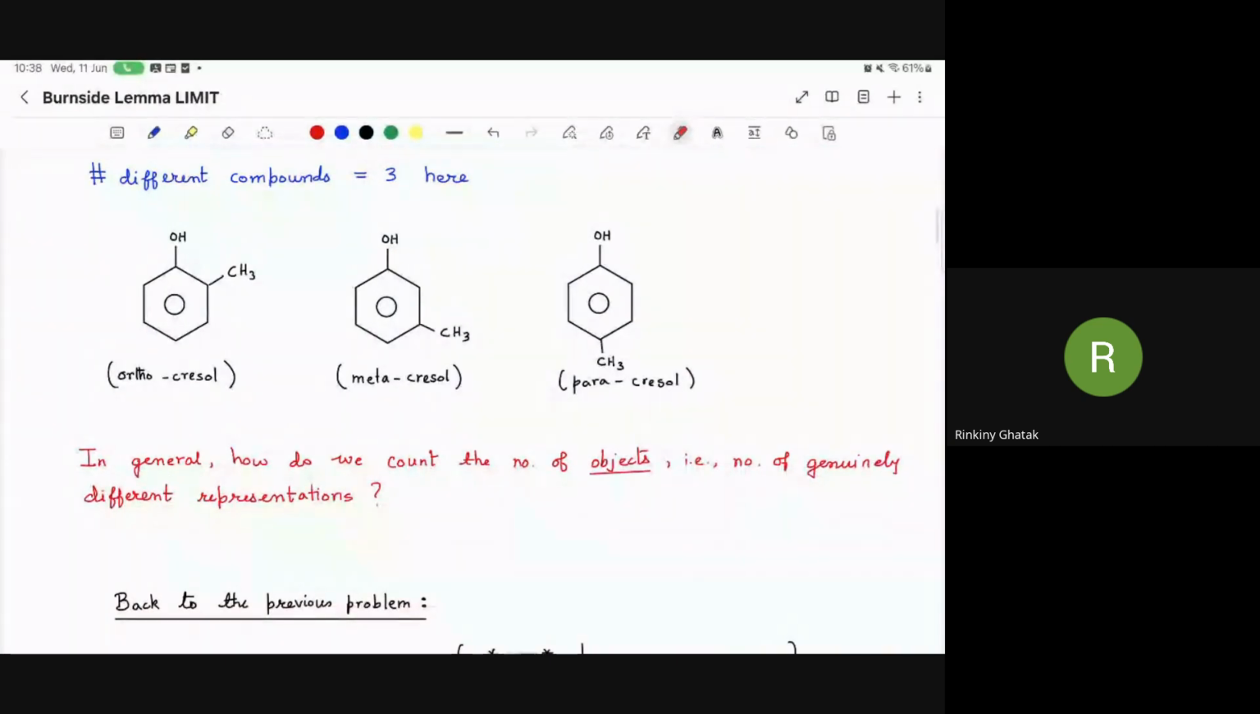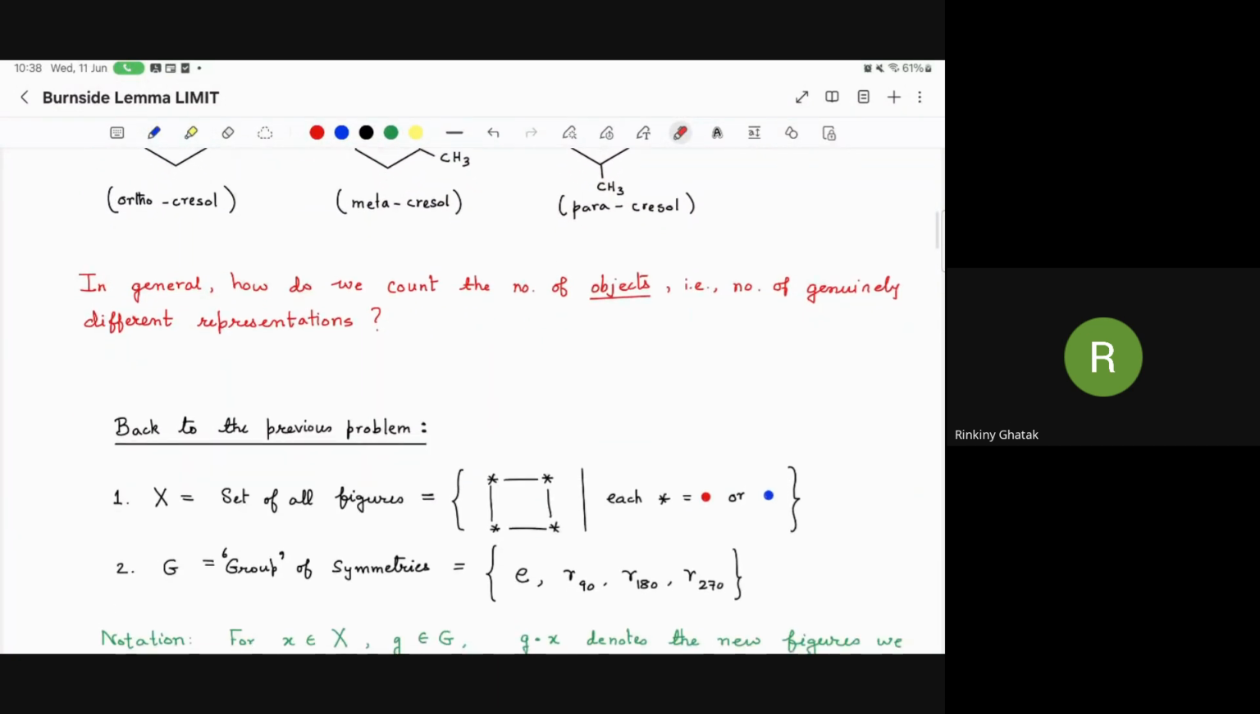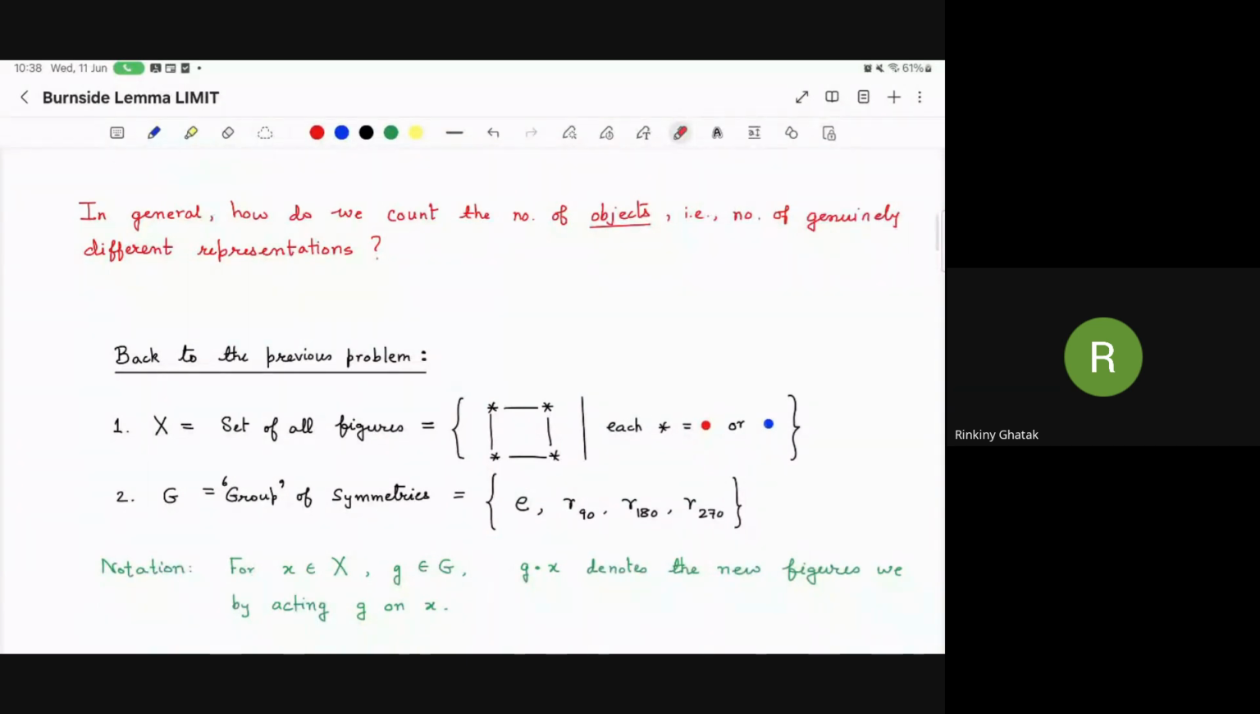All right. So let's get back to the more quote unquote mathematical problem, moving away from chemistry. So, well, what is our previous problem? We have a set of figures as just described, which is this. So there are 16 figures over here, and we have this collection. We'll call it a group of symmetries. Group right now is in quotes. I'll describe what a group means later on, but for now, just treat it as a collection of symmetries.